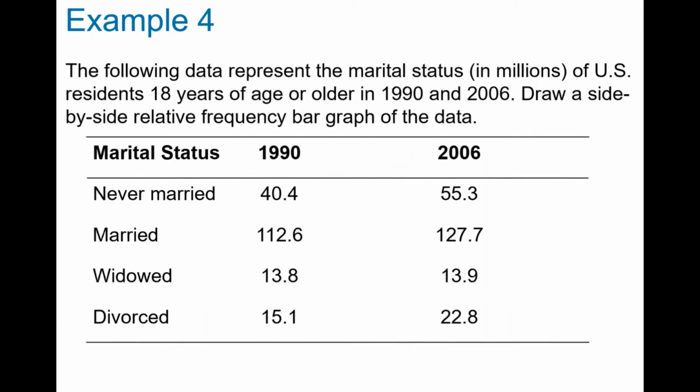The following data represent the marital status in millions of U.S. residents 18 years of age or older in 1990 and 2006. Draw a side-by-side relative frequency bar graph of the data.